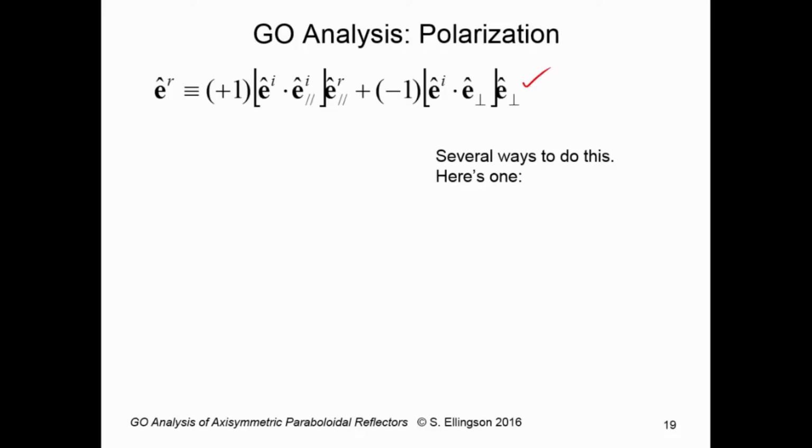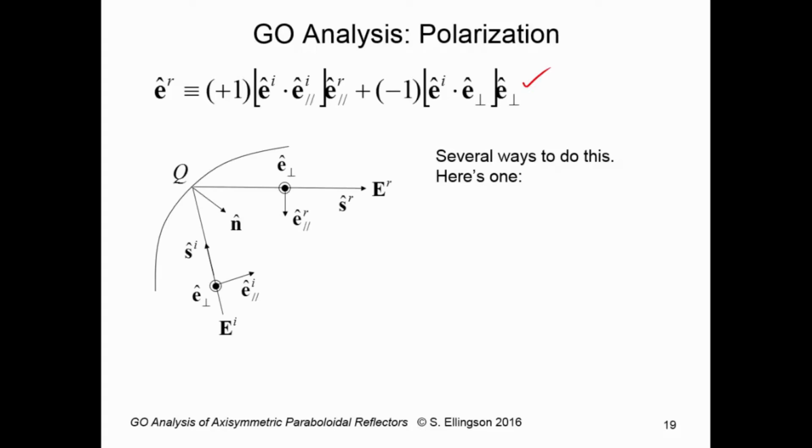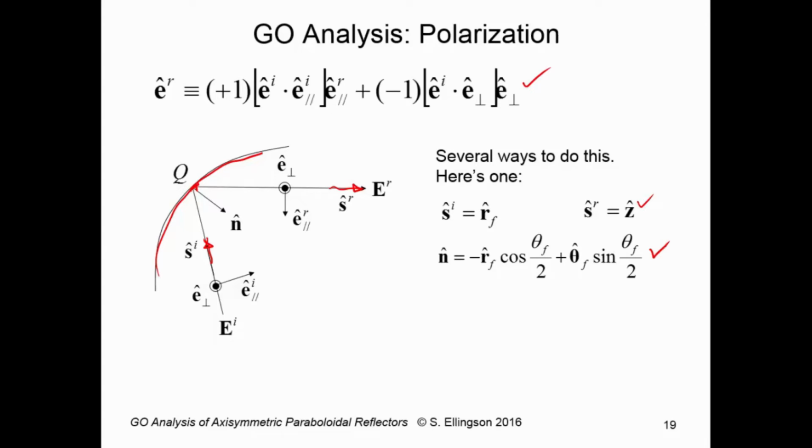There are several ways to compute this. Here's kind of the brute force way to do it, which turns out to be a perfectly reasonable way in this case. Here's the geometry, point of reflection, the surface, the direction of incidence, the direction of reflection. We know that the direction of incidence is r sub f in this coordinate system. We know that the direction of reflection is equal to z hat for a paraboloidal reflector. Here's the expression we derived for the surface normal.